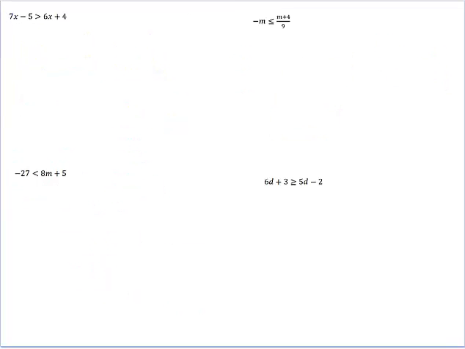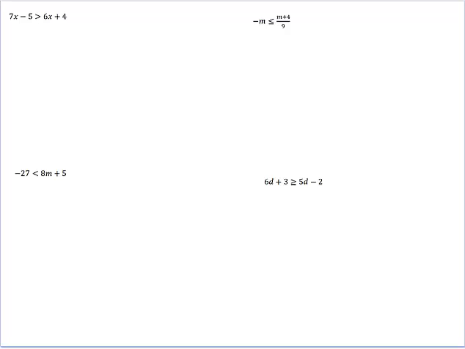All right, inequalities. 7x minus 5 is greater than 6x plus 4. Recall when you do inequalities, the only thing that changes is when you add and subtract, nothing is different, but if you multiply or divide by a negative number, the sign flips. Otherwise, it's the same exact thing.